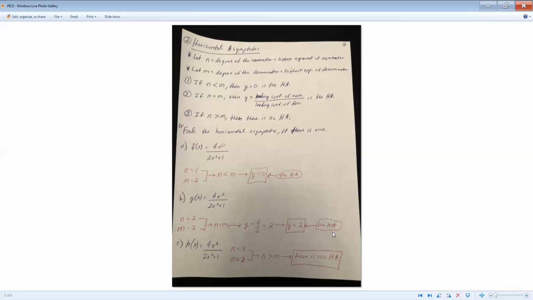Then for the final one, dealing with horizontal asymptotes, the degree of my numerator would be 3. The degree of my denominator would be 2. Since n is greater than m, there is no horizontal asymptote.